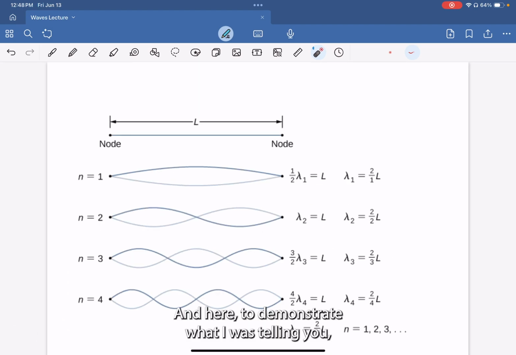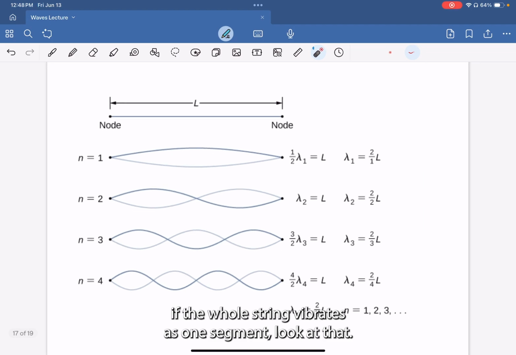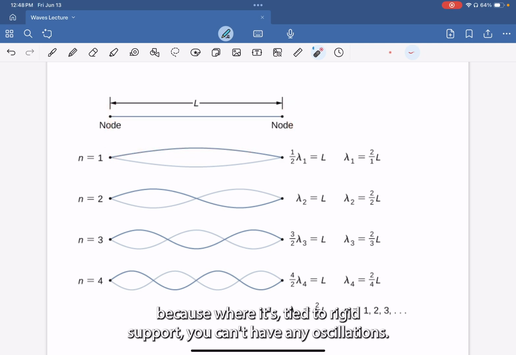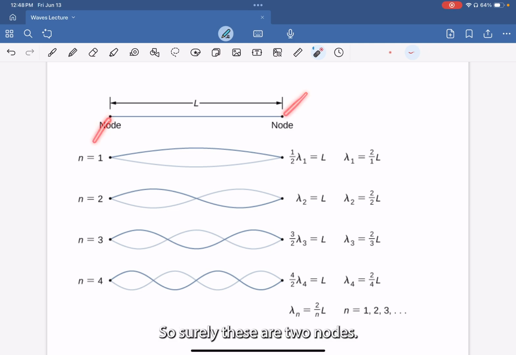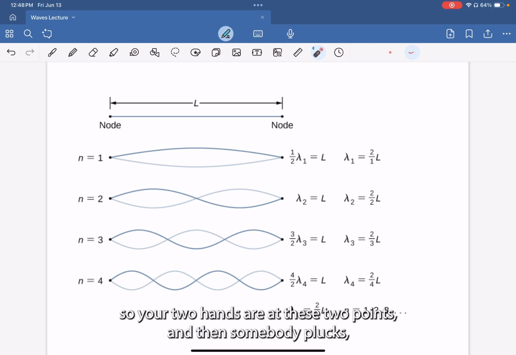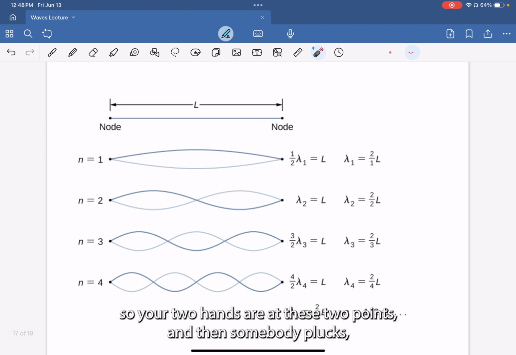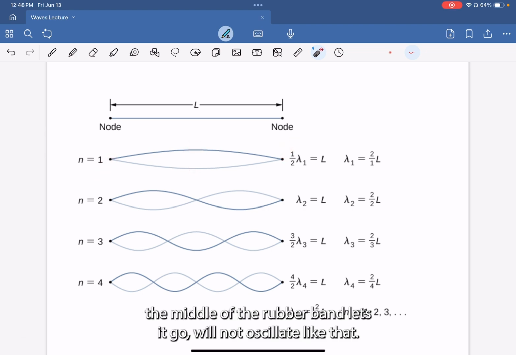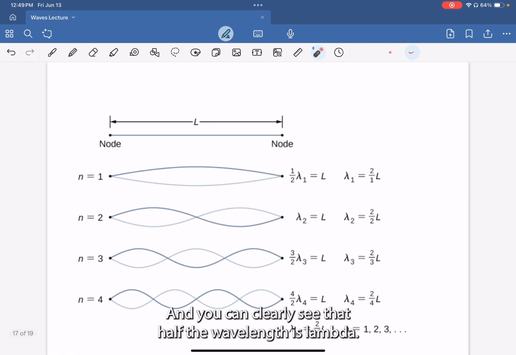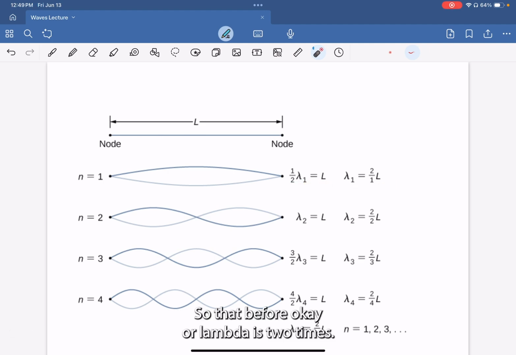And here to demonstrate what I was telling you, if the whole string vibrates as one segment, look at it. If the whole string, so this is a stretched string, node to node, because where it's tied to rigid supports, you can't have any oscillation. So surely these are two nodes. And then it's like a rubber band that you hold in your hand, stretch it. So your two hands are at these 2 points. And then somebody plucks the middle of the rubber band, lets it go, will not oscillate like that. Yeah. So that's n is 1 because it's one segment, and you can clearly see that half the wavelength is the length. I've said that before. Okay, or lambda is 2 times the length.